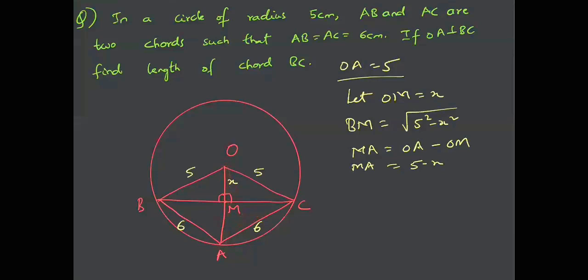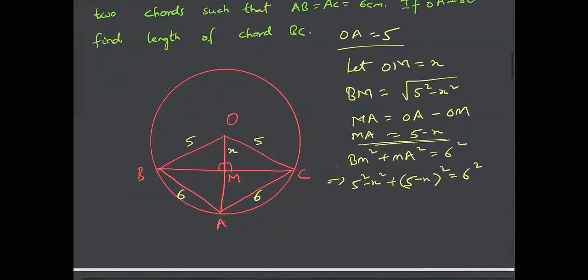So let us use the Pythagoras theorem in this triangle, BMA. BM square plus MA square is equal to 6 square. So BM square is 5 square minus X square, plus MA square. MA square is X minus 5, or let us say 5 minus X whole square, is equal to 6 square. So let us solve this.